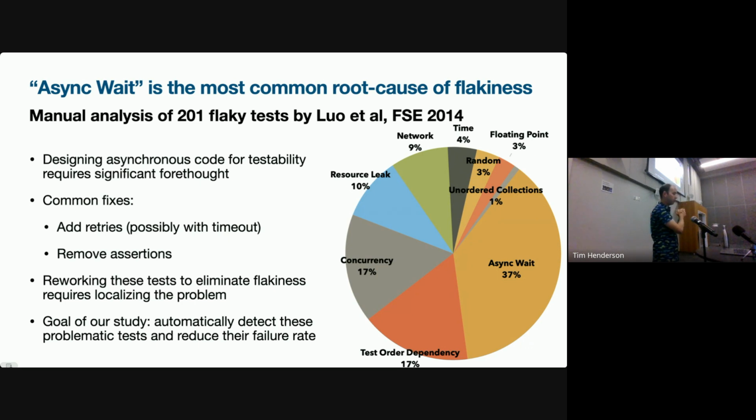The overwhelming root cause of flakiness in these projects is categorized here as async wait, that big yellow one on the right. These are tests that have some asynchronous aspects and just lack proper synchronization. And designing asynchronous code for testability really requires a lot of forethought. One of the common fixes we've seen is that you might add retries, maybe with a timeout, to say, do something in the background, wait for it to happen. If it doesn't happen in time, maybe just try again until some certain timeout.